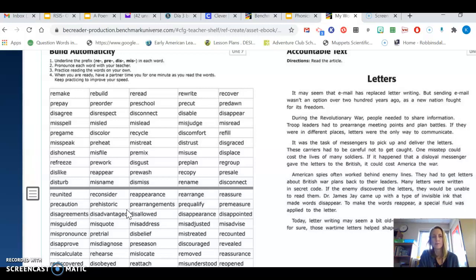reread, preschool, disconnect, mislead, recycle, mistreat, premix, disgust, pre-wash, dismiss, rewrite, pre-cut, disable, misjudge, discomfort, distrust, misuse, pre-plan, recopy, rename, recover, pre-dawn, disappear, misread, refill, disgraced, displace, regroup, pre-sale, disconnect.